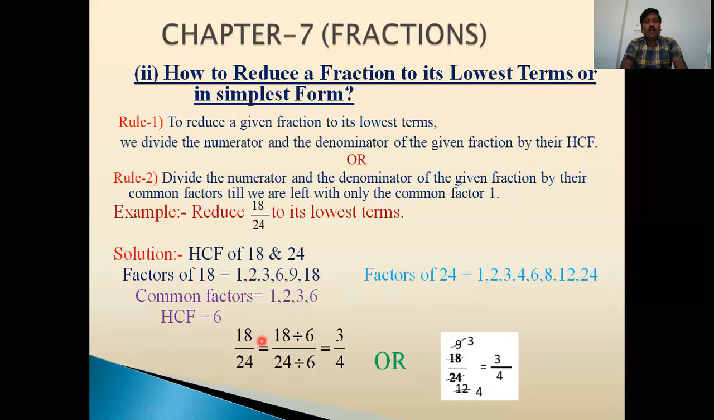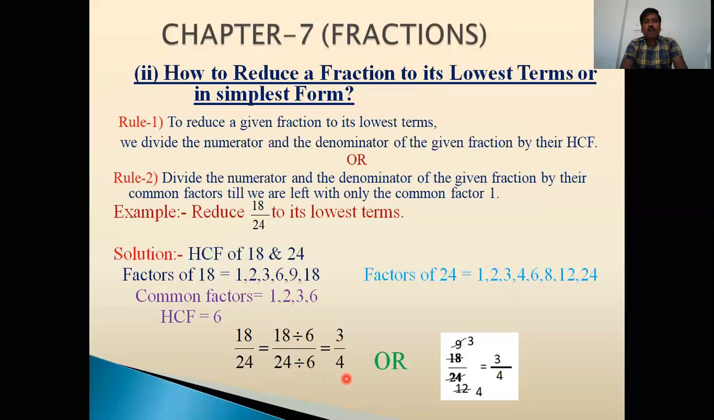Now we divide the numerator and denominator of 18 by 24 by the HCF, that is 6. When we divide 18 by 6, we get 3, and when we divide 24 by 6, we get 4. So in this way, we can find the simplest form of any fraction if it is not in the simplest form.